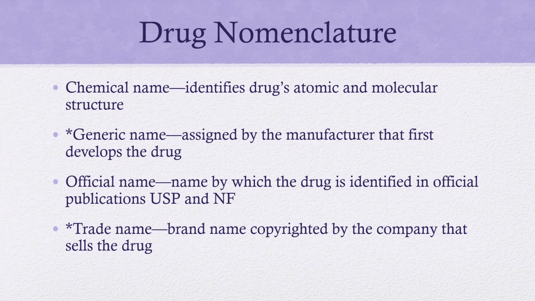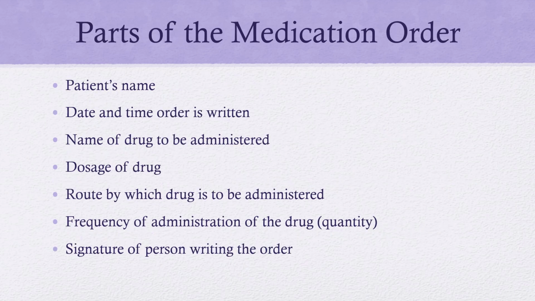So parts of the medication order, these are other things that you have to know if you're going to give medication. When a medication is prescribed, this is what is given to us. The provider puts it in the computer. They can handwrite it or maybe even give it to us over the phone. These are things they should provide for us. The patient name, the date and time that the order is written, what is the name of the drug that we're going to be administering, the dosage, the route by which the drug is going to be given, the frequency of administration, and then the signature of the person writing the order.